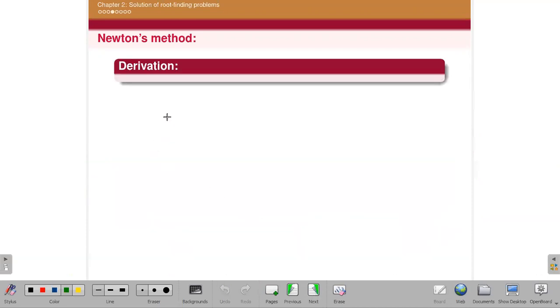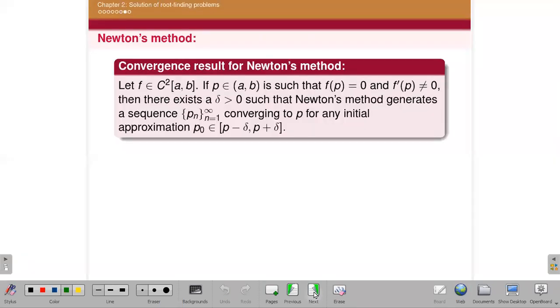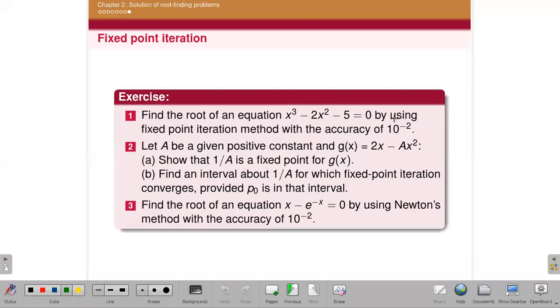So now let us take the derivation. Can we do this in the next lecture? Because here we have to discuss this example also. This is the root of this equation by using fixed point iteration with this accuracy. So here you have to do the full procedure of fixed point iteration.